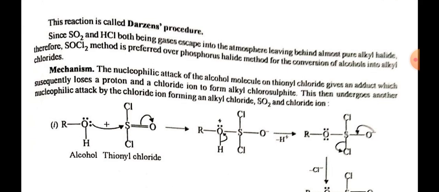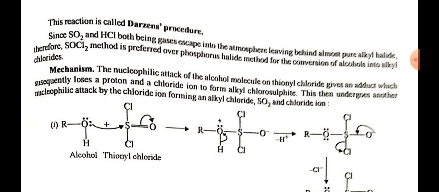Since SO2 and HCl both being gases escape into the atmosphere, leaving behind almost pure alkyl halide, therefore SOCl2 method is preferred over phosphorus halide method for the conversion of alcohols into alkyl chloride. How will the mechanism go?